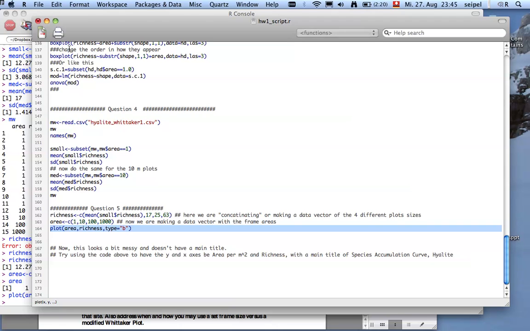So that should cover all 5 questions of this homework. I hope it's clear. Review the Intro to R for Ecologists from Dave Roberts, and I'll put a link up to that on the website. And ask us any questions you have about the homework. Good luck.